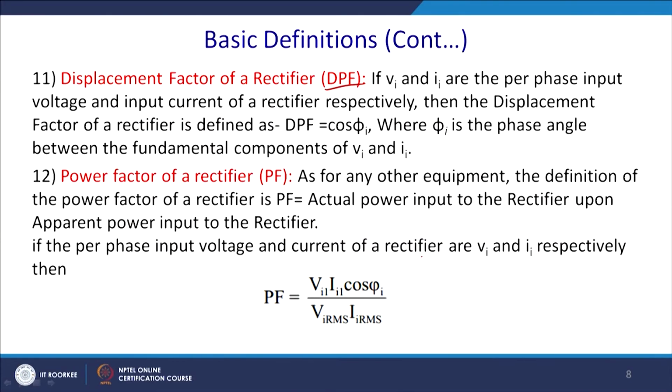That means, if the phase input voltage and current of the rectifier are Vi and Ii respectively, then the power factor will be given by Vi1 times I1, that is the fundamentals, into cos phi i, the input power factor angle between the fundamental of voltage and current, which we have calculated here, divided by IRMS and VRMS. So, this will be the power factor in the rectification. These terms will be used, and an assignment will be given to calculate them.